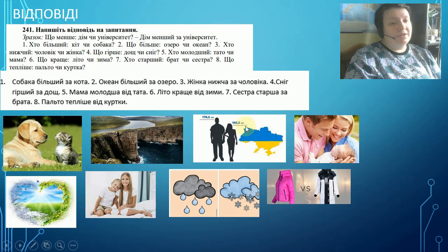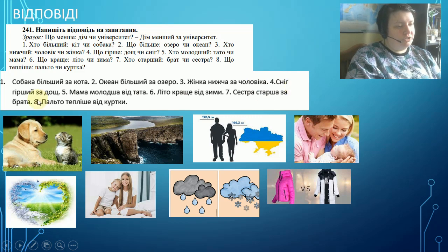Answers. So I have done this exercise for you. So let's look through the answers. Собака більший за кота. The dog is bigger than the cat. So you see, собака in Ukrainian, the dog, is grammatical masculine. We put an е here. Океан більший за озеро. The ocean is bigger than the lake. We have an е here because it's grammatical masculine. Жінка нижча за чоловіка. A woman is shorter than a man. So an а here, because it's grammatical feminine.